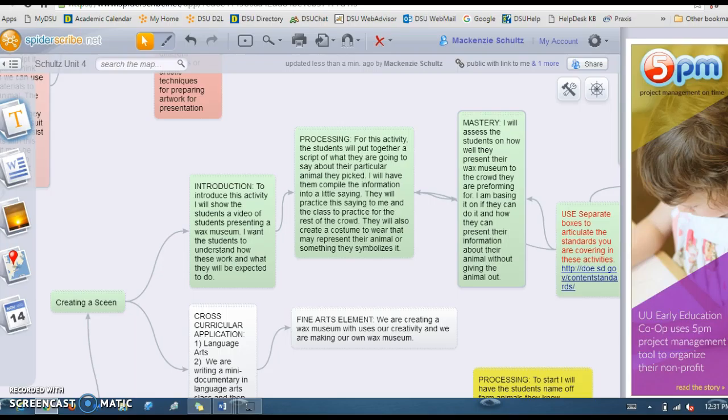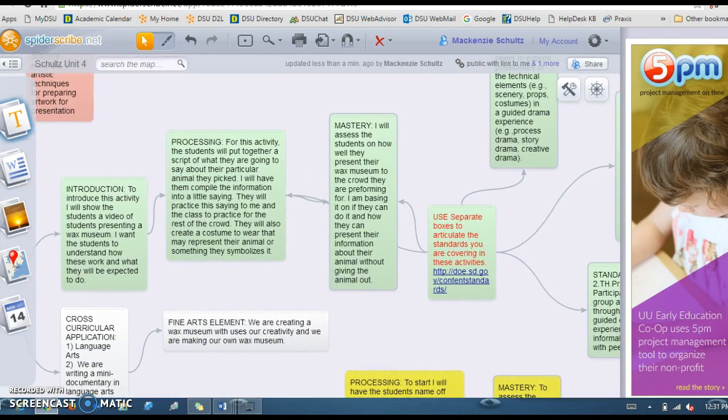They'll practice by saying it to me and to their classmates, so they can be ready to present it to the rest of the people in the school if they would like. We'll also have them create a costume to wear, something that may represent their animal or symbolizes it. They'll also have the sculpture of their animal that they made in art class next to them to give the audience a better understanding.